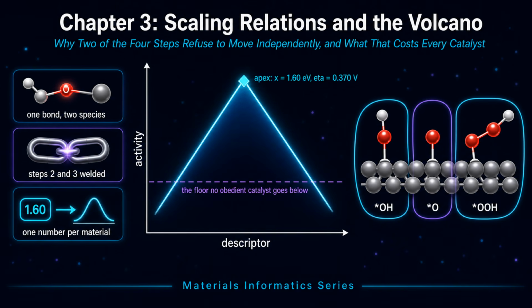2 of the 3 intermediates are not free to be whatever a chemist would like. They are bound to each other by a regularity so stubborn that a floor appears underneath the overpotential of every catalyst obeying it. We will derive that floor rather than quote it.